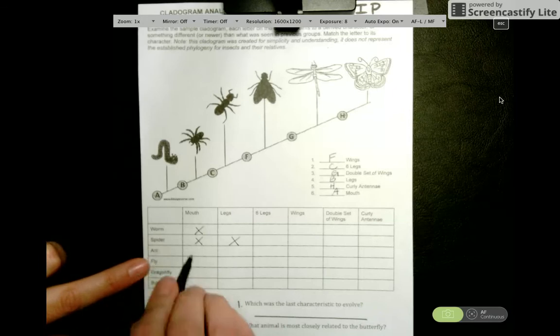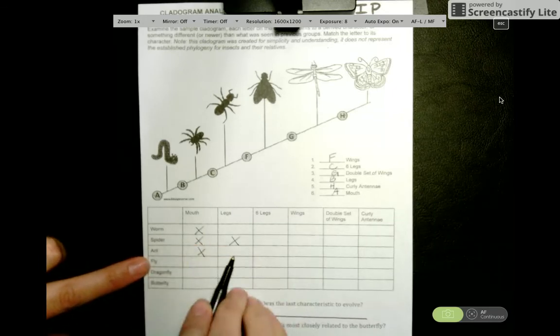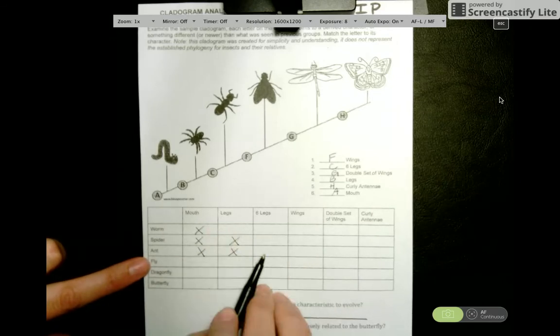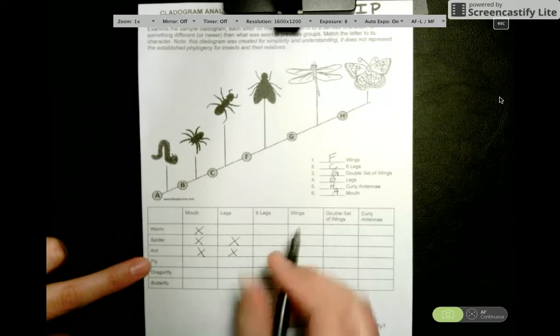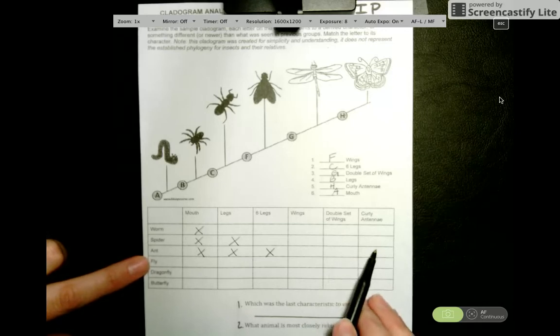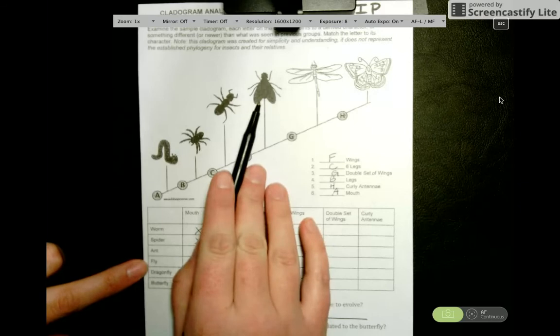Does an ant have a mouth? Yes. Does an ant have legs? Yes. Does an ant have 6 legs? Yes. Does it have wings? No. Double wings? No. Curly antenna? No. For the fly, so right here, does it have a mouth?